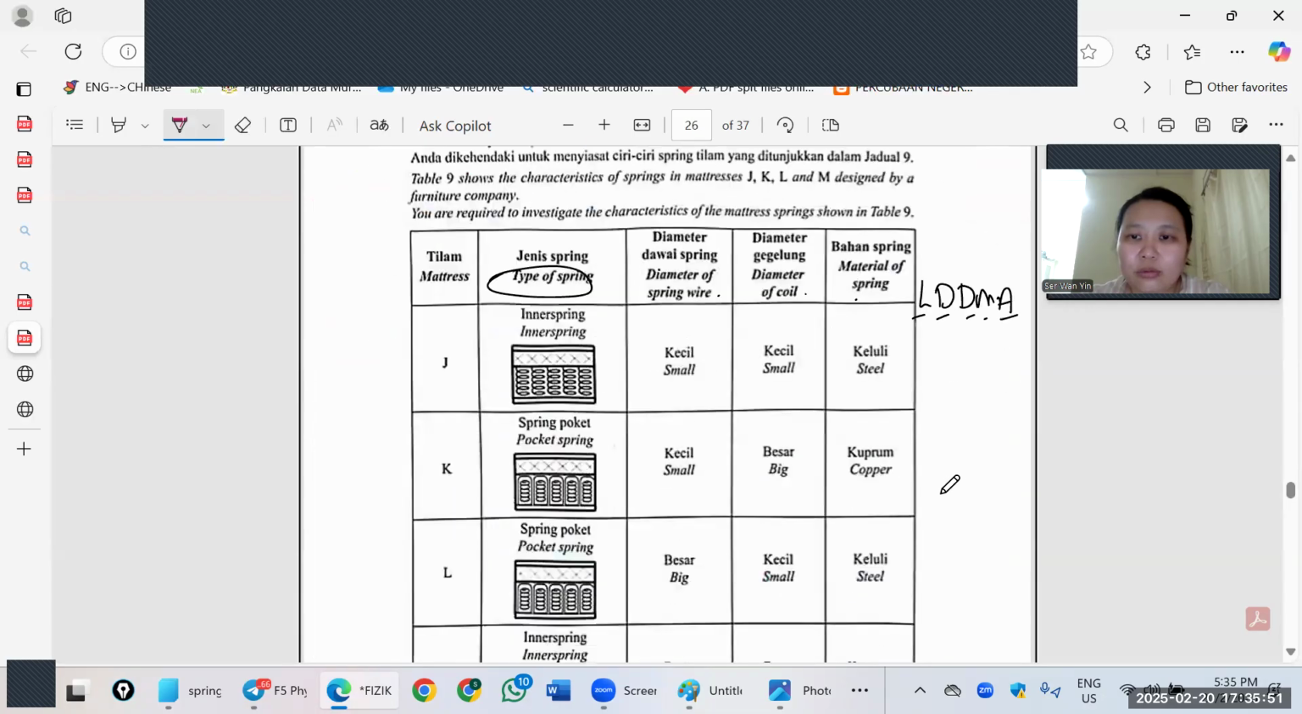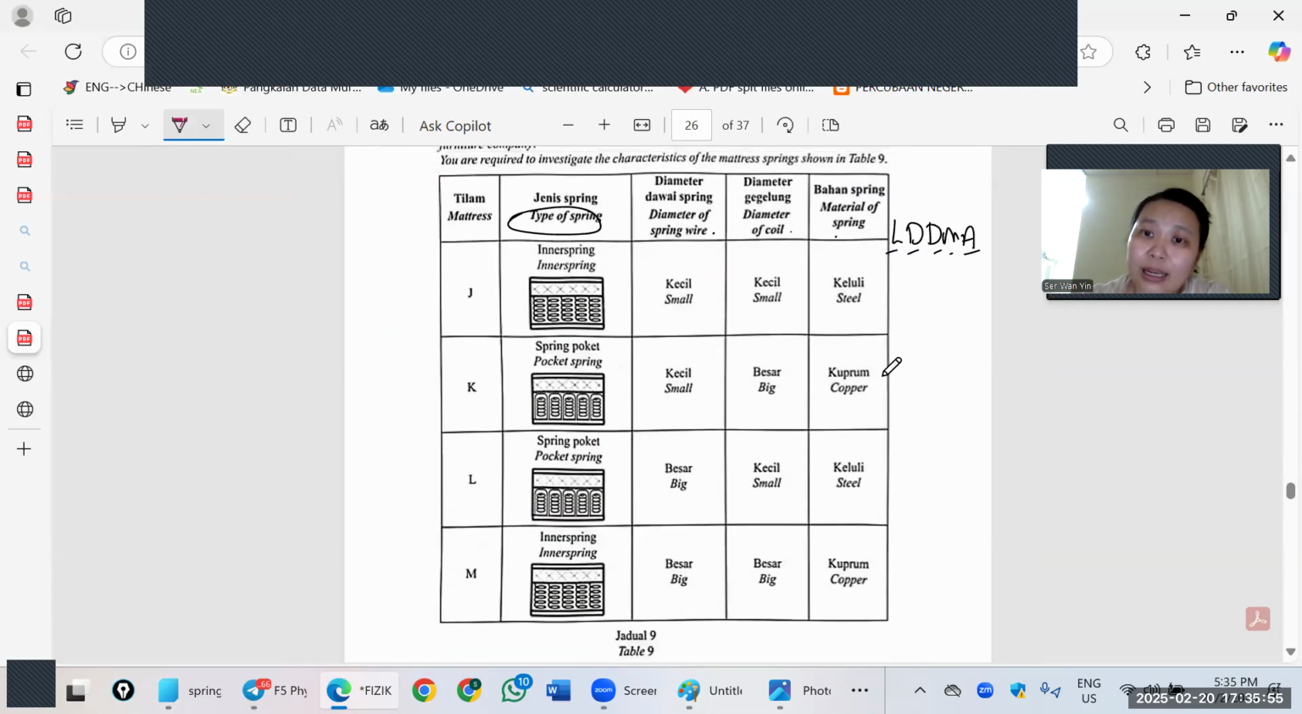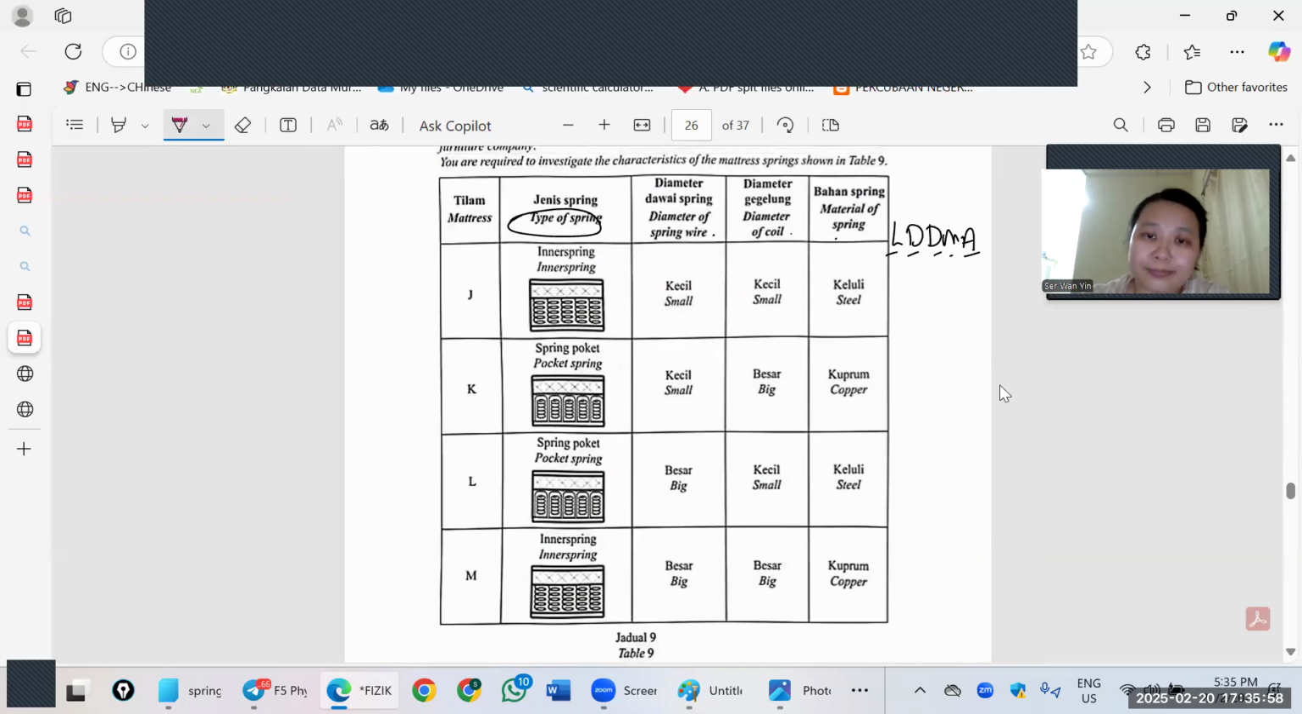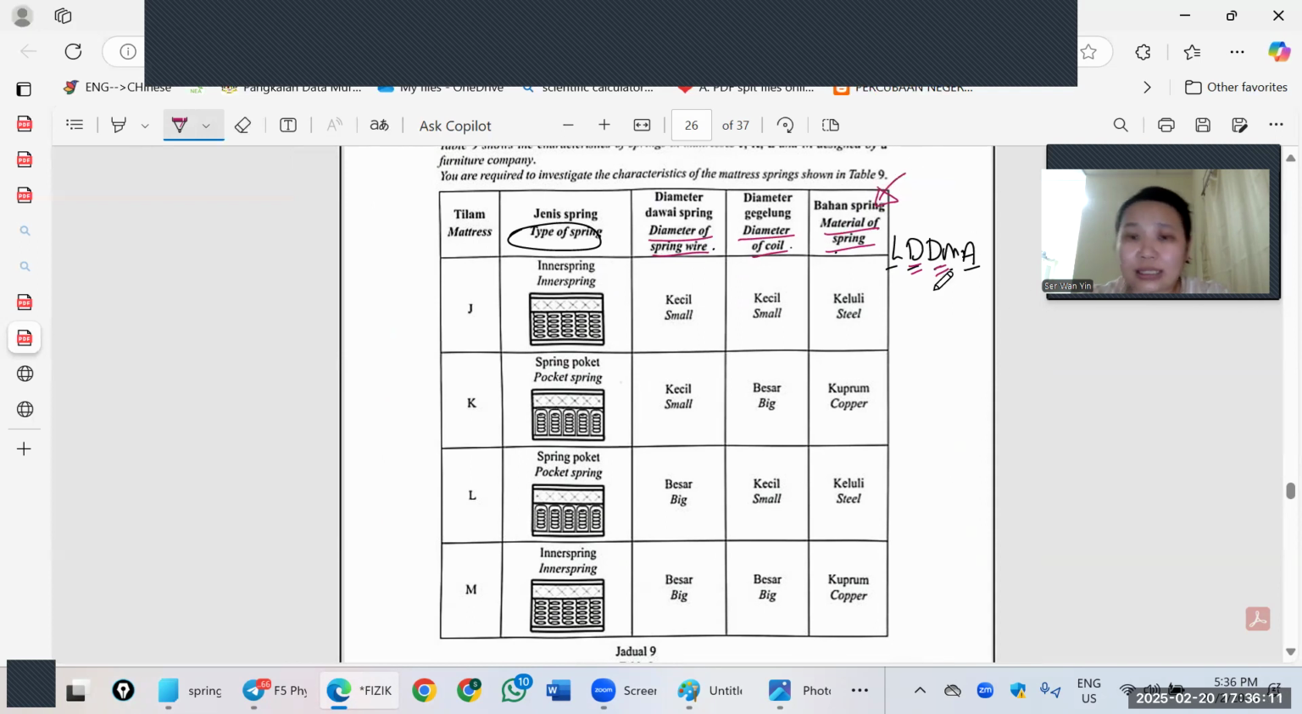And I tell you, I know this very well because I tried this before. Okay, now stiffer. So which one? LDDMA: diameter of spring wire, diameter of coil, and material of the spring. Seems like this one is the easiest. Steel or copper?